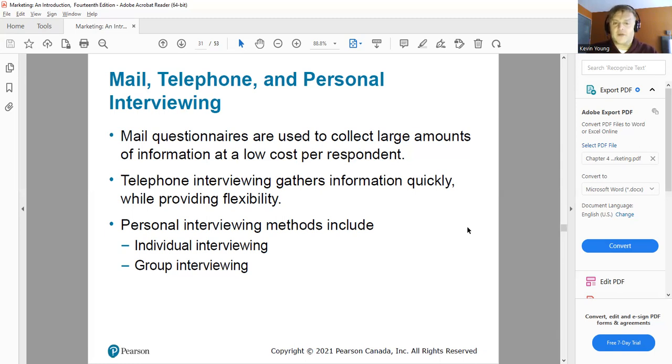Telephone interviewing gathers information quickly while providing flexibility. Those surveys do continue. They do exist, and you never know when you're going to answer your phone, and it'll be someone on the other end doing market research saying, can I speak to you for 20 minutes or what have you? Personal interviewing methods include individual or group interviews.